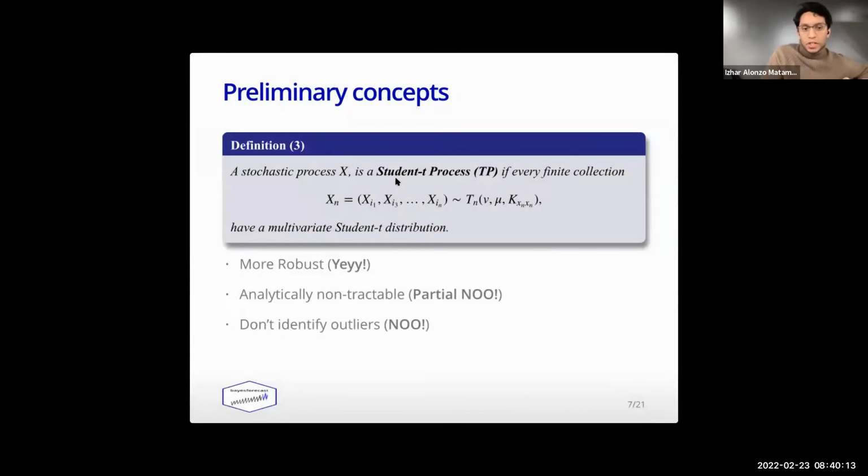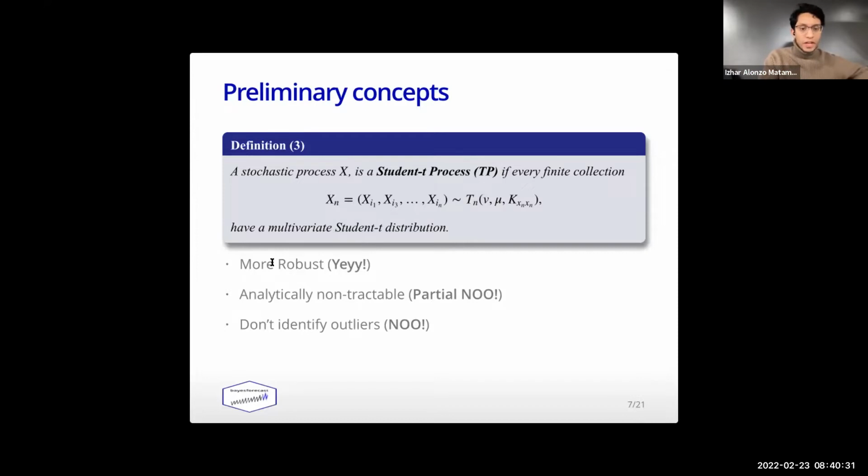Then let's define what a Student T process is. Again, we have a stochastic process X, a collection of random variables, and it will follow a Student T process if every finite collection has a multivariate Student T distribution, where V is going to be the degrees of freedom, mu is going to be the location function, and K will be, again, a symmetric kernel.